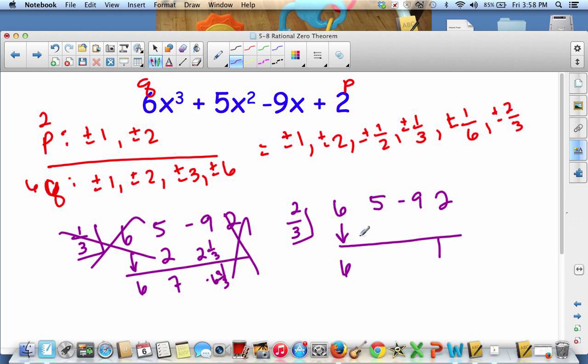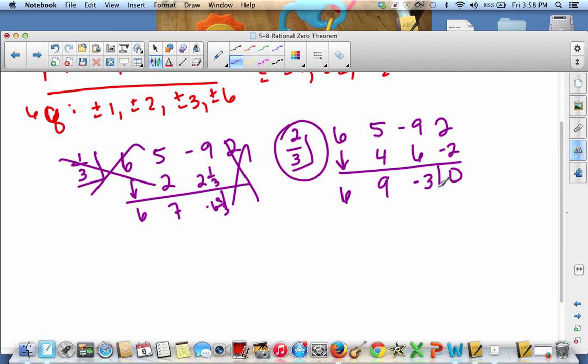So bring down the 6. 2/3 times 6 is 4. Then we have 9. Then 2/3 times 9 is 6. So we get a -3. 2/3 times a -3 is a -2. All right. So 2/3 works. So let's start there. So we know 2/3 is one of our zeros.